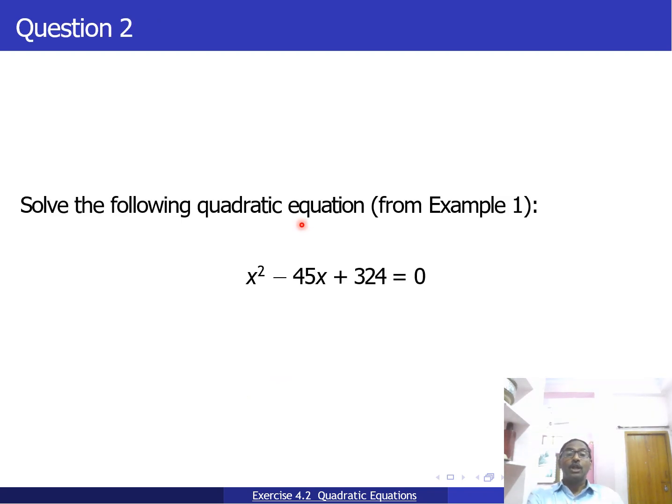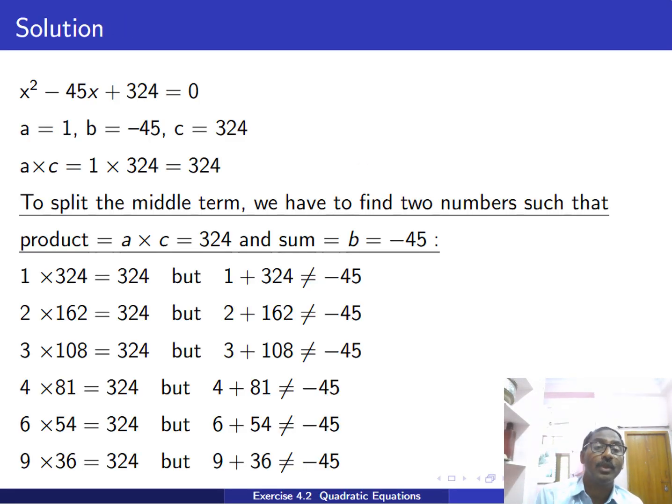Now coming to question number 2. Solve the following quadratic equation: x square minus 45x plus 324 equals 0. So given quadratic equation x square minus 45x plus 324 equals 0, a equals 1, b equals minus 45, c equals 324. a times c gives 1 times 324 equals 324.